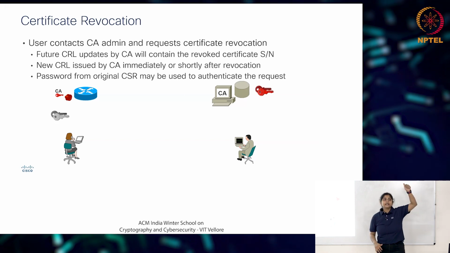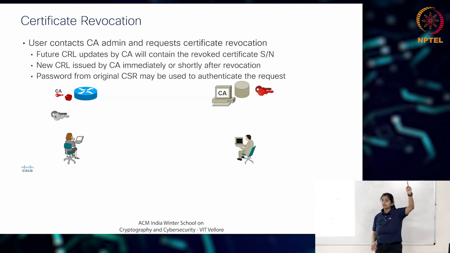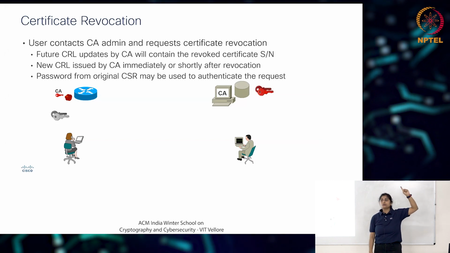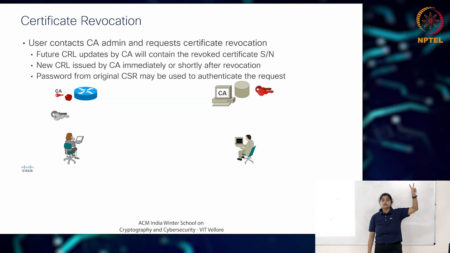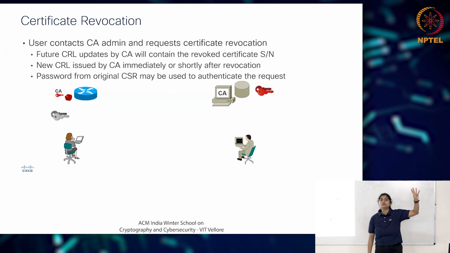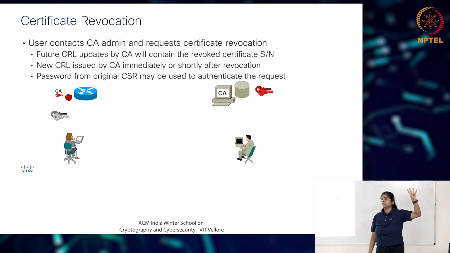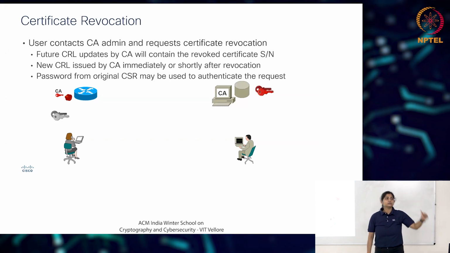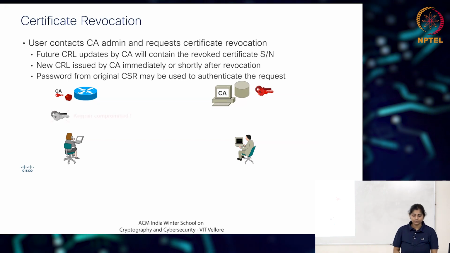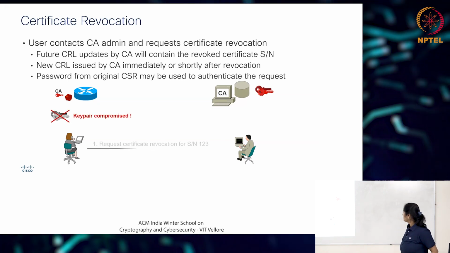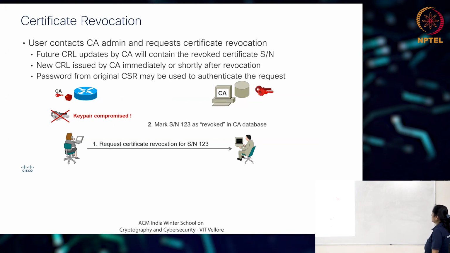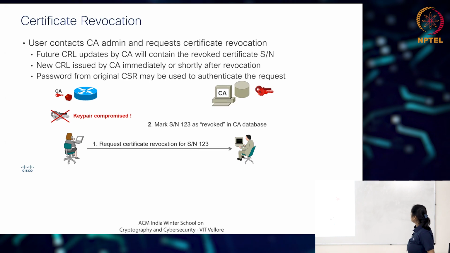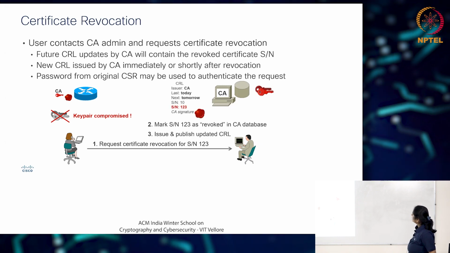Okay, CSR, CA. First, you trust the CA, establish the CA, you generate a CSR, you get the certificate, and as a security check, you configure the CRL, certificate revocation list. I won't go into the details of this, but say for example the key pair is compromised, you request a revocation check for serial number 123, revoked.